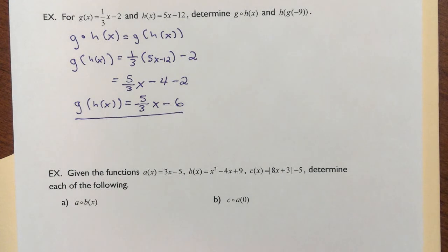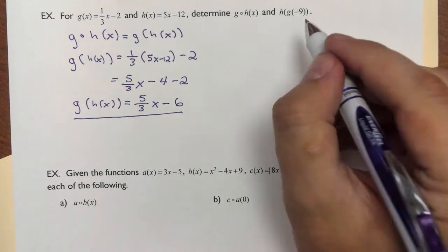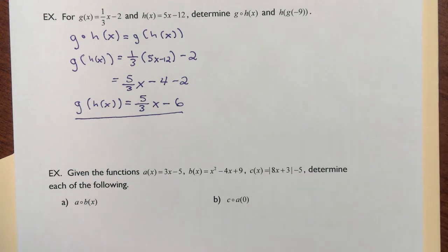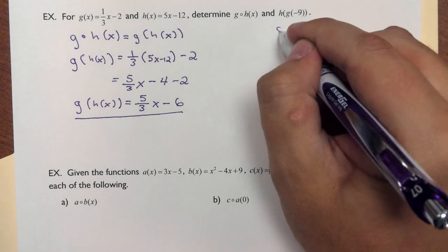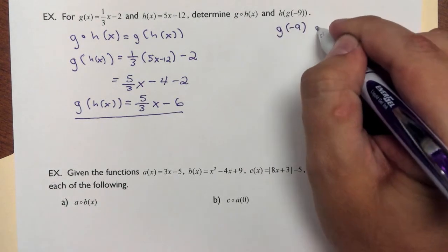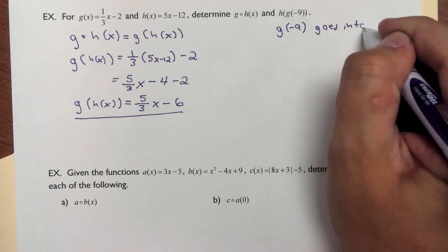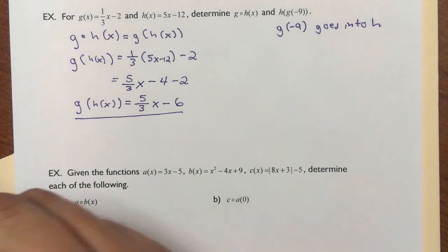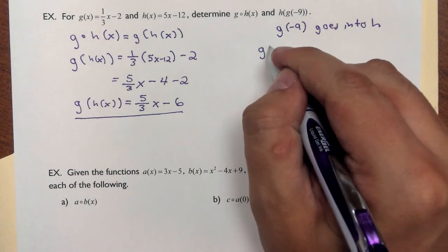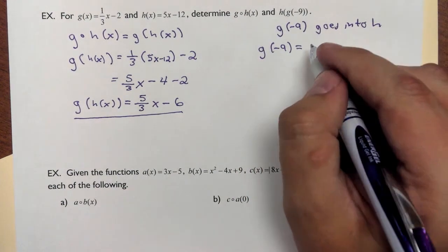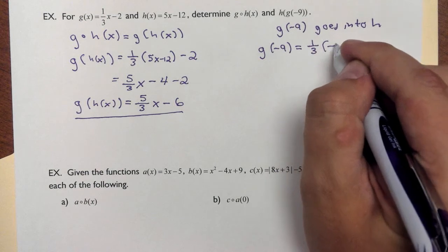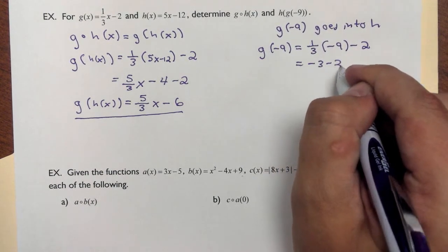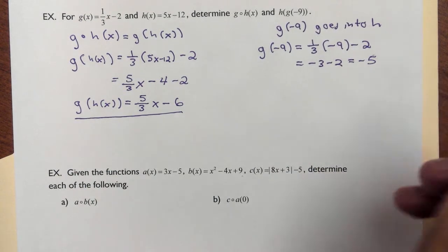Okay, what about a numerical one? H of g of negative 9. Well, don't make this too complicated. The idea here is g of negative 9 goes into h. Well, g of negative 9 is just going to be some number. I can find that. So let's do that. What's g of negative 9? G of negative 9 is 1/3 times negative 9 minus 2, which is negative 3 minus 2, or negative 5.